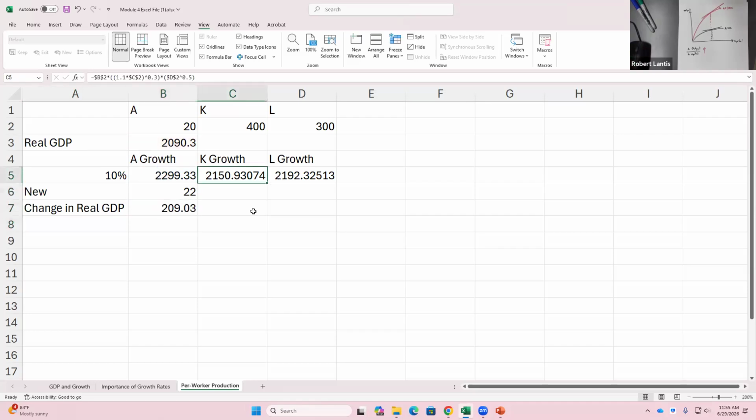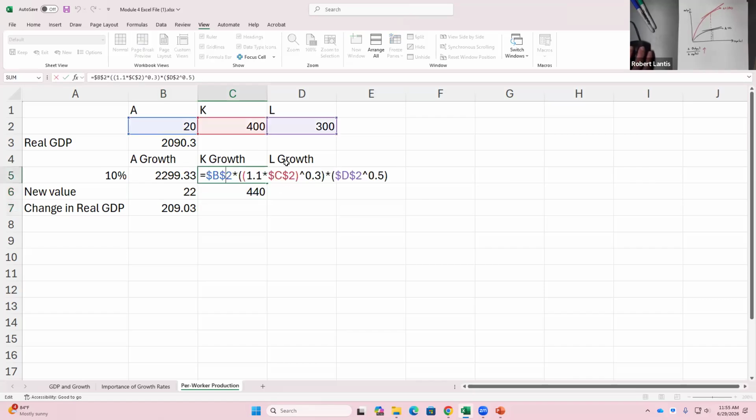Now, what if instead I had the same 10% increase in capital? What would my new value of capital be? It's the initial starting point multiplied by 1.1, a 10% increase. So here, capital has now gone to 440. I use that same equation, but with no change in total factor productivity; my change is from capital. I could put in the formula 1.1 times 400, or I have down here that 440 value.